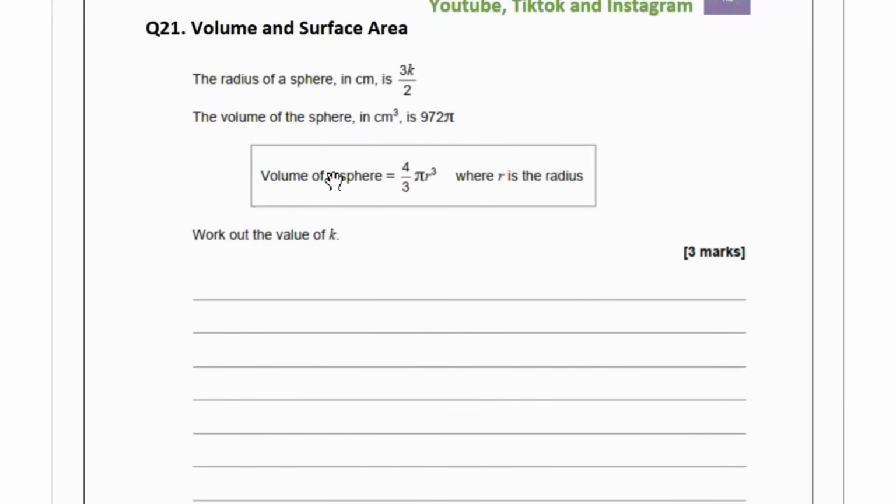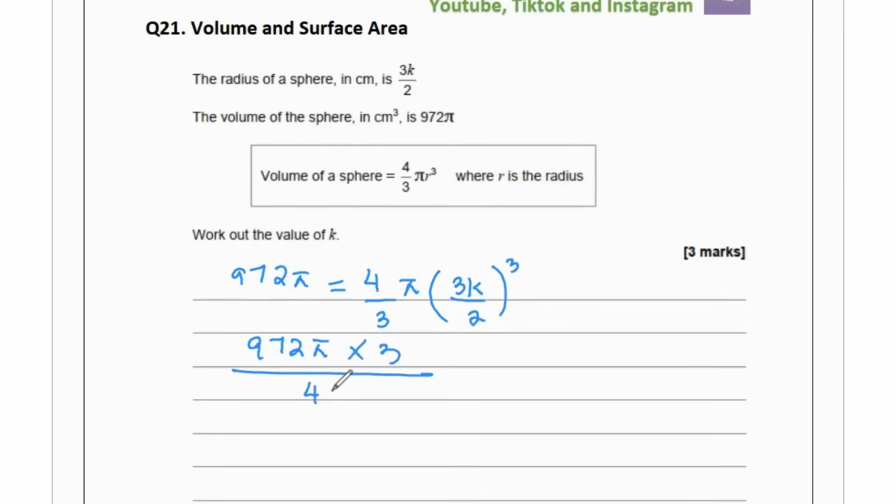Then it says volume and surface area. So the radius of a sphere in centimeters is 3k over 2, and the volume of the sphere in centimeter cube is 972 pi. Volume of a sphere is 4 over 3 pi r cube, where r is the radius. We have to work out the value of k. So we have the volume, which is 972 pi equals 4 over 3 pi. Radius is given as 3k over 2, and then we cube it. So 972 pi times 3 cross multiply divided by 4 pi equals 3 cube 27, k cube, and 2 cube is 8.